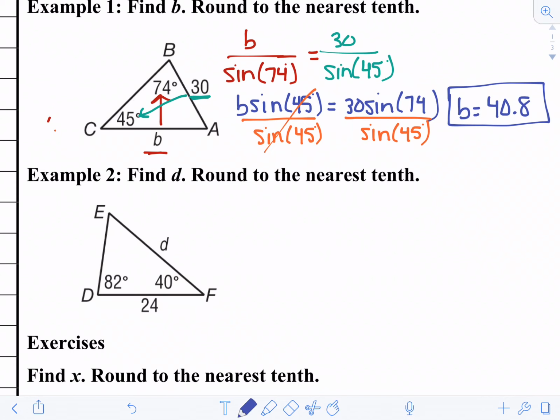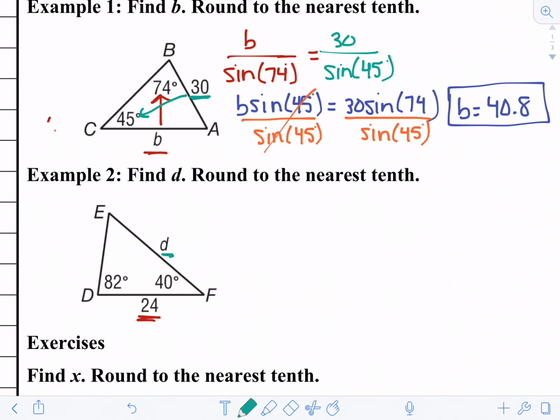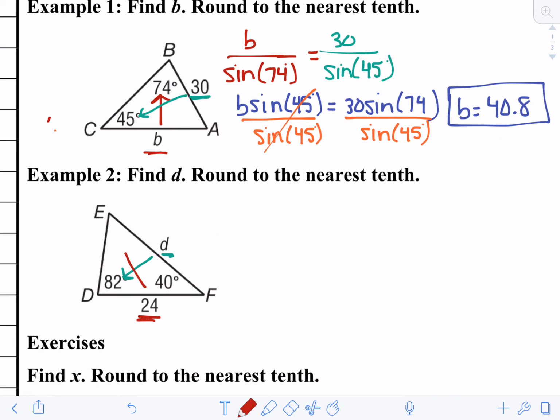Okay, so number 2. Again, first thing you want to look at are your sides. You have 24 here, and you have D here. D is across from 82. If you look at 24, you don't have an angle measurement for angle E. You can actually find it because there's 180 degrees in a triangle. So if you take away 82 and take away 40, you will have 58 degrees left over. So in this top corner, we'll have 58 degrees.